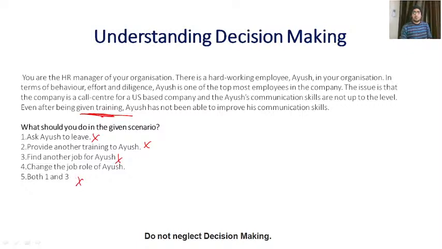So by elimination method, 4th is the only answer that is correct. Plus 4th also makes sense because it says change the job role of Ayush, which means do not make him call. He is a hardworking candidate. He is really great. He is one of the topmost employees. Give him some other role. As simple as that. So yes, this was an easier one. So answer has to be 4.